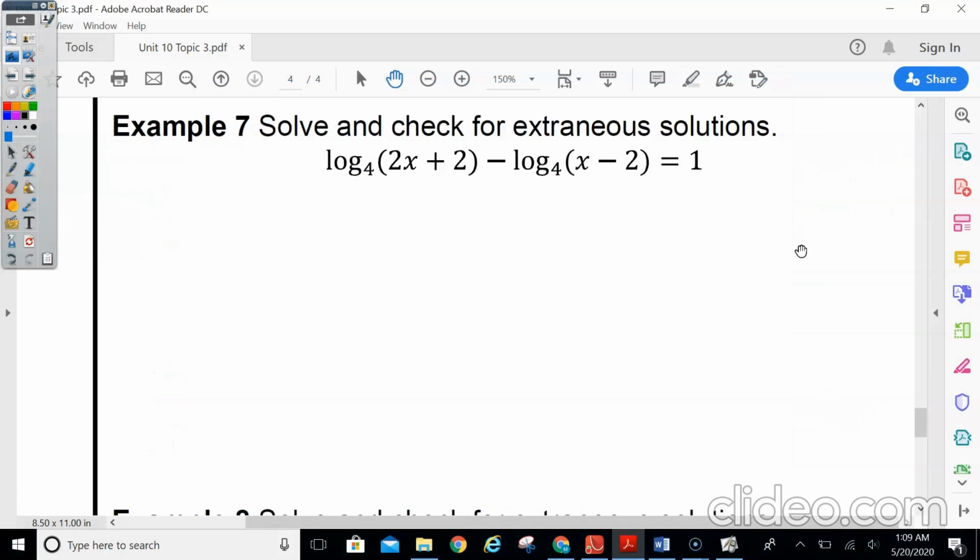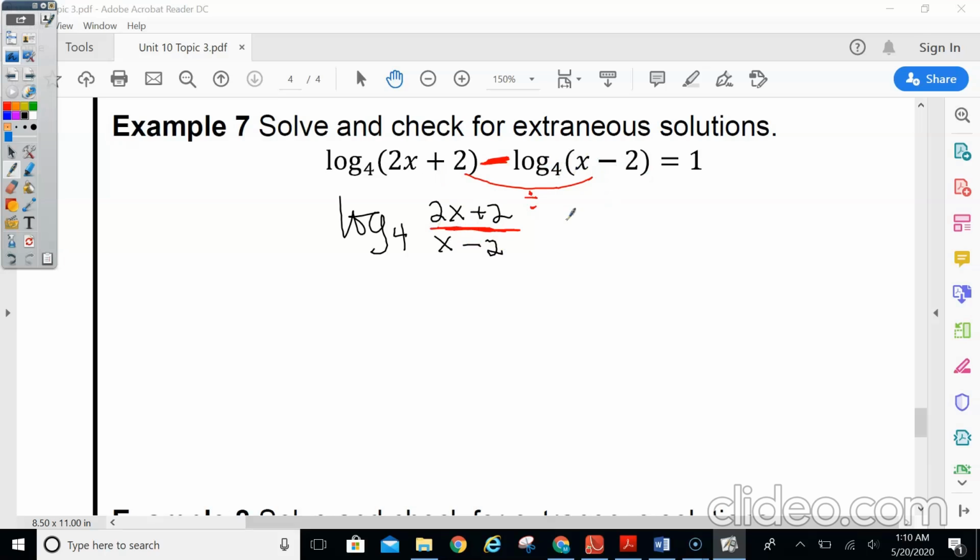Alright, and then the last. Okay, so for this one, this time it's a minus problem. So in order for me to condense this into one logarithm, I have to divide these two. So I'm going to divide numerator divided by denominator. So this argument is going to stay in the numerator, 2x plus 2, and this one goes to the denominator, x minus 2. You don't split these up. You cannot distribute the log and split subtraction or addition up.